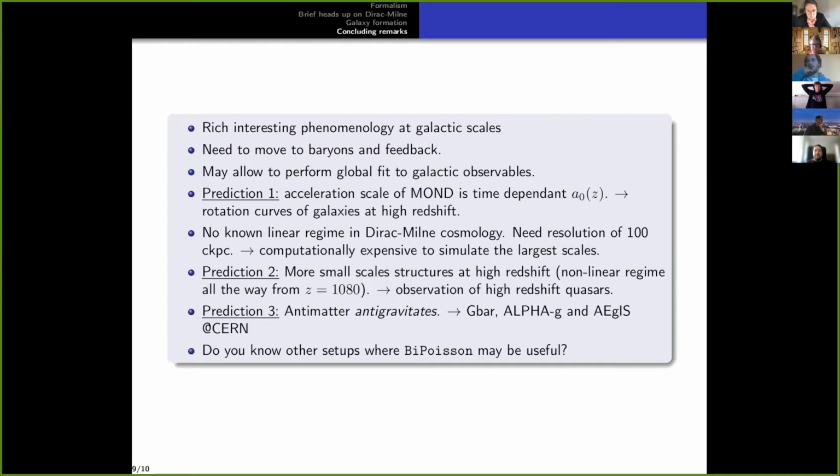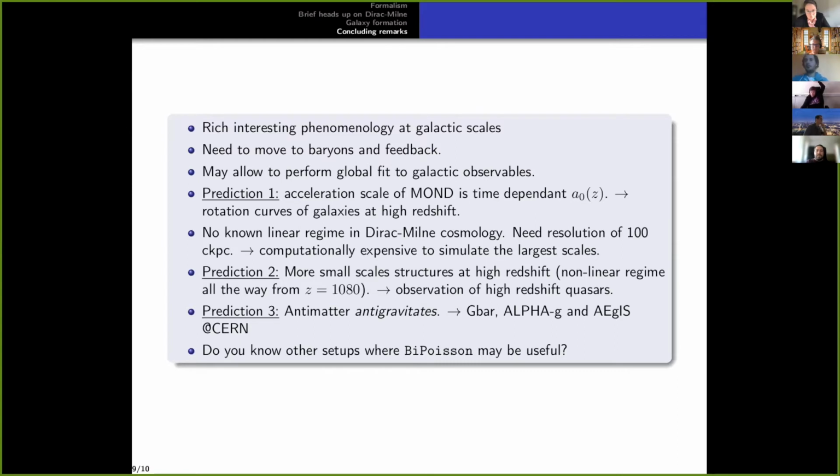As I told you, as we understand it, this acceleration scale, almost 10 to minus 10, would be time dependent within the n-body simulation I ran. So this might be a prediction. We are not the only ones to think about that, but one would need higher redshift rotation curves. Most of the SPARC rotation curves and so on are at redshift 0. So that's a prediction. If in the future we can see something like that, it would also be compatible with this model.